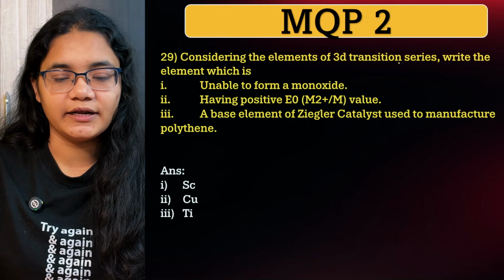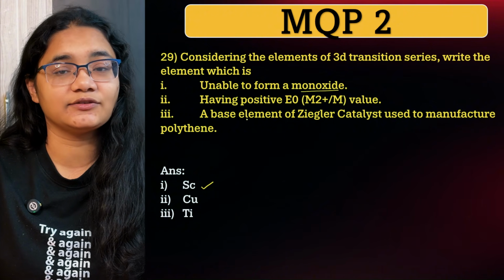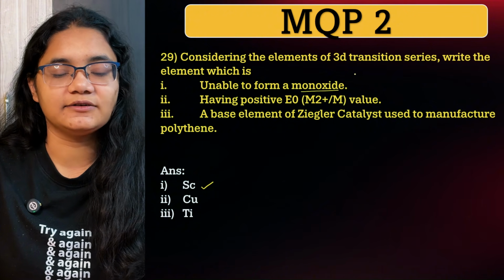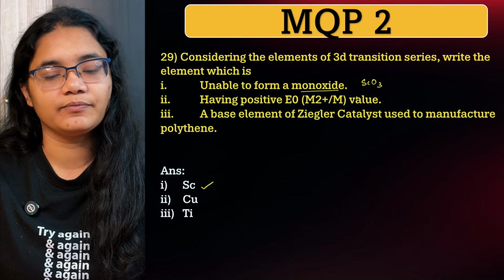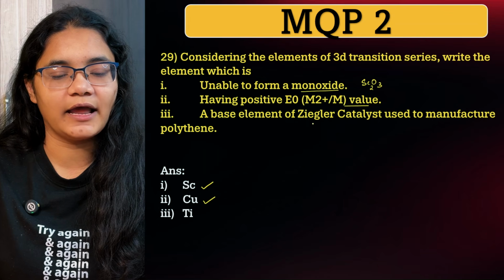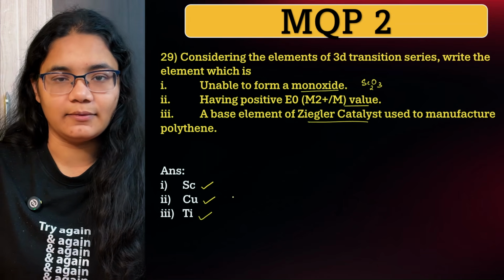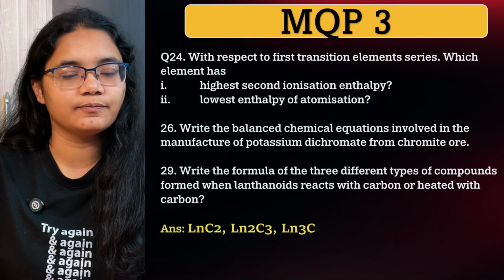Considering the elements of 3d element series, which is not able to form monoxide? That is scandium, because it has only +3 oxidation state, and it forms Sc2O3 structure. Next, positive E0 value is for copper. Element used in Ziegler catalyst is titanium. Okay, trimethyl titanium is used.